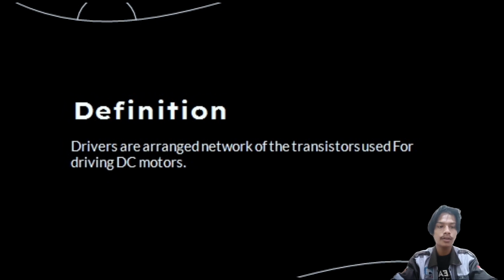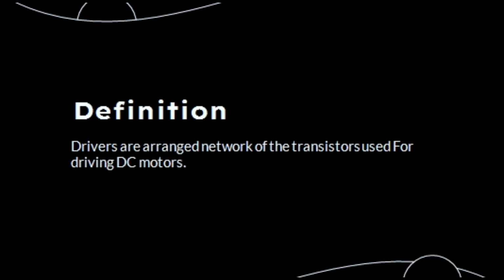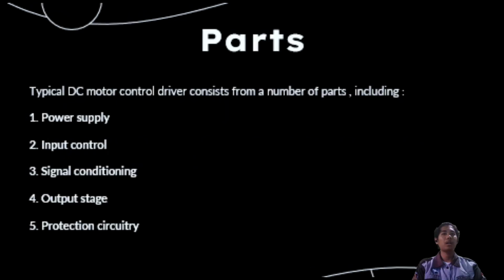And then I will explain the definition of DC motor control driver. The definition refers to a network of transistors arranged for driving a DC motor. Parts of a DC motor control driver. A DC motor control driver consists of a number of parts, including the power supply, the section that provides the required voltage to operate the DC motor. Input control.